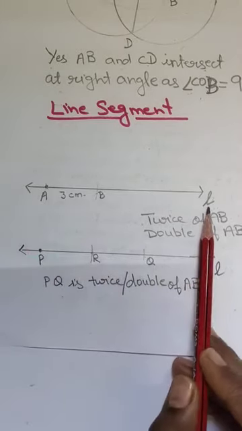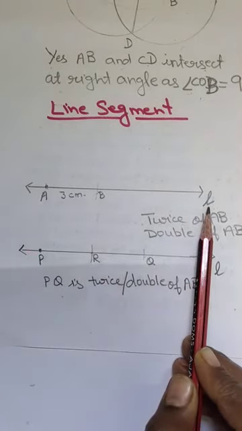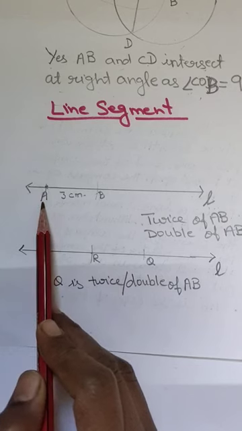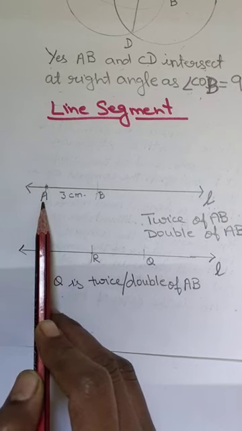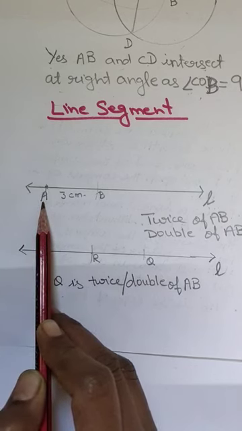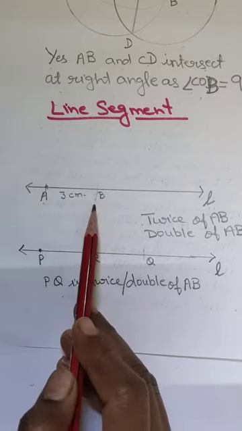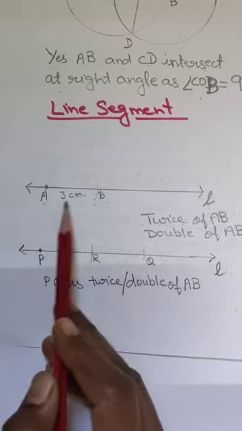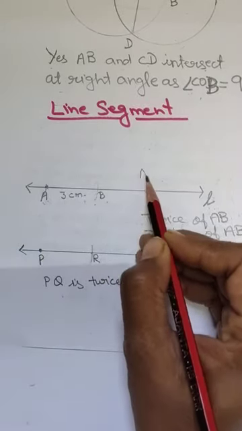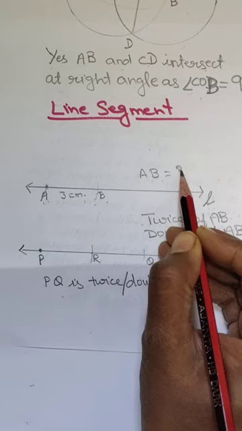Then we have learned how to make a line segment. We have drawn one line L. Mark a point A on it. Suppose we have to draw a line segment of 3 centimeter. Then open your compass to 3 centimeter and draw one arc. Let it cut at B. So AB is equal to 3 centimeter.